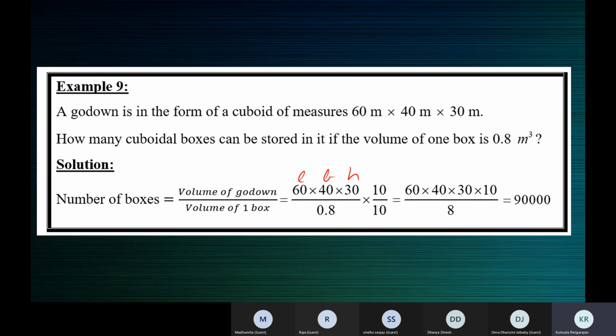So directly write it. Now don't wonder why in the denominator we have not done L into B into H. It's a cuboidal box, so why no L into B into H? Because we are not given the dimensions of the small box.